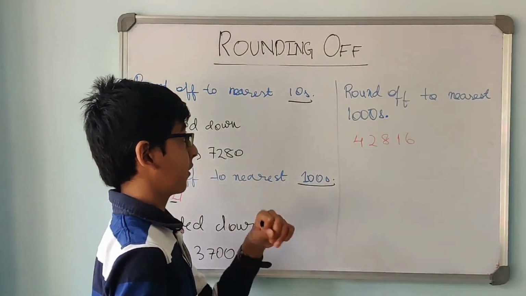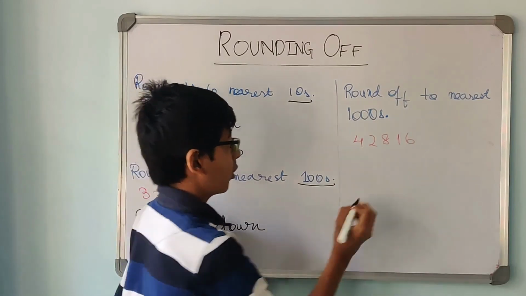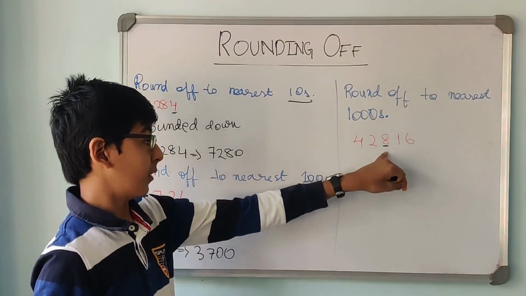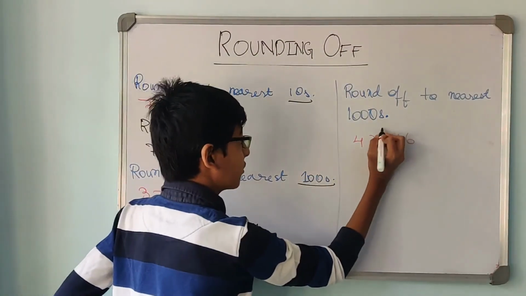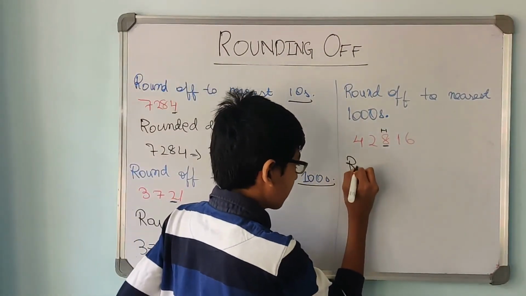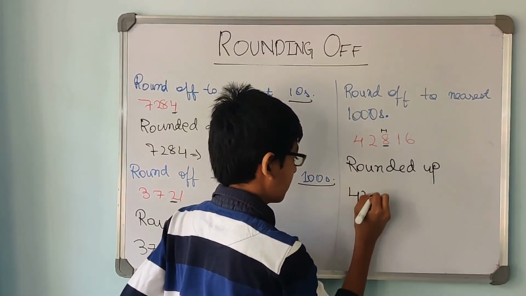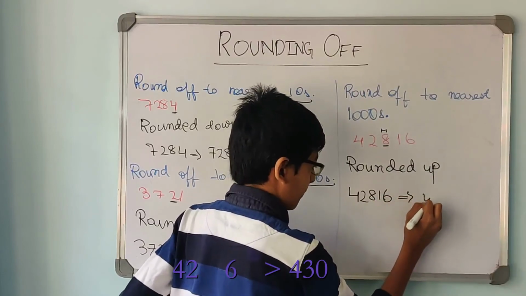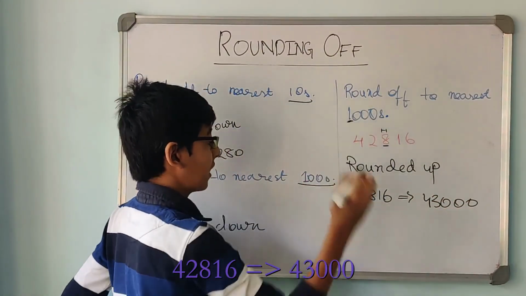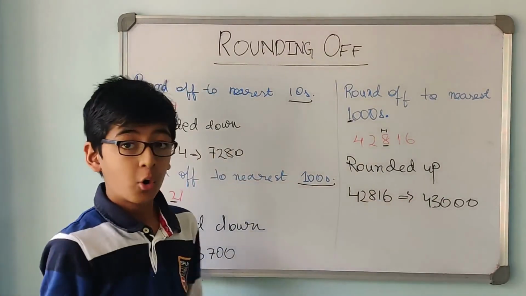Now let us round off to the nearest 1,000s, 42,816. Over here, while rounding to the nearest 1,000s, we need to check the number 8, as it is in the hundreds place. So 8 is greater than 5. Hence, the number is going to be rounded up. So 42,816 becomes 43,000 because we are rounding to the 1,000s place. So the 2 increases by 1 and all the other numbers towards its right become zeros.